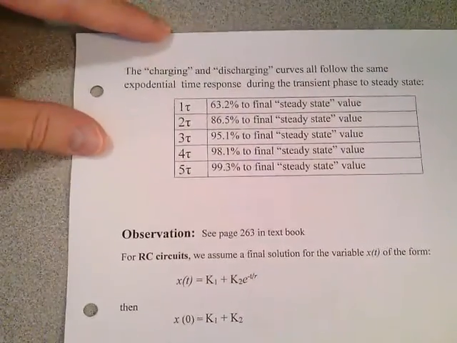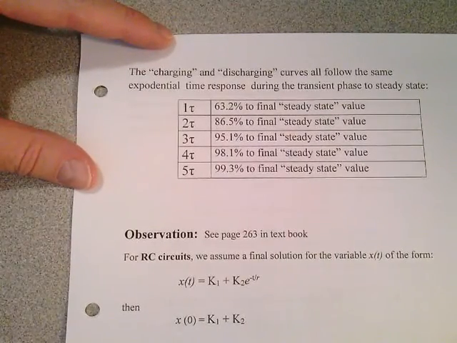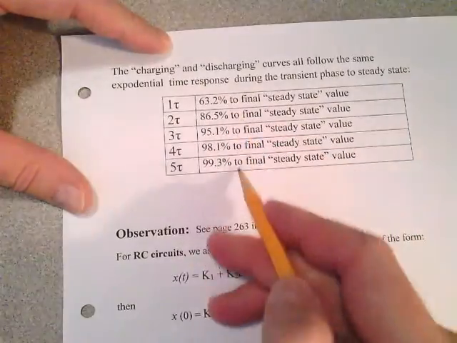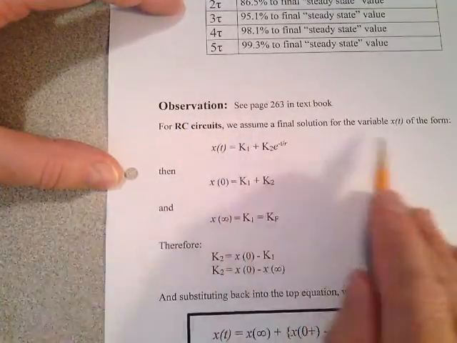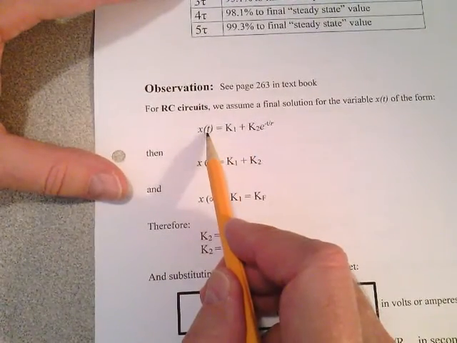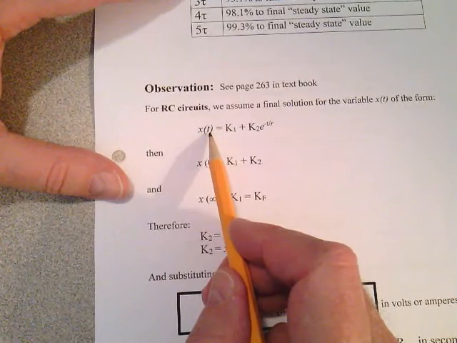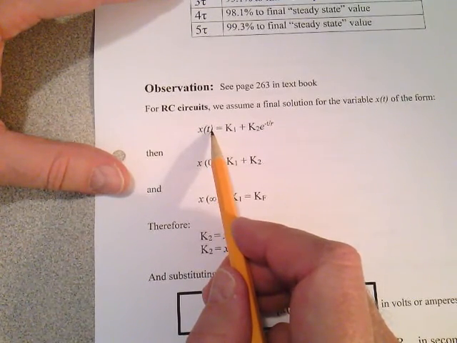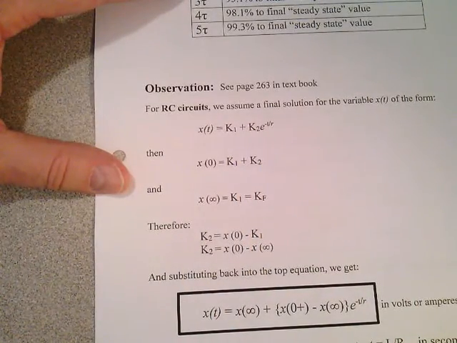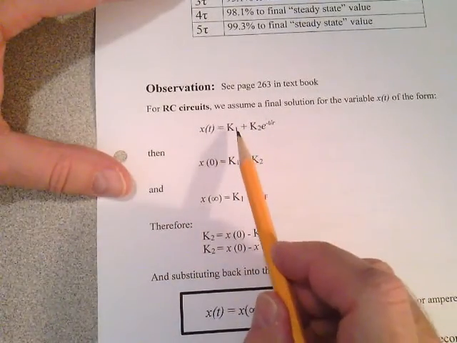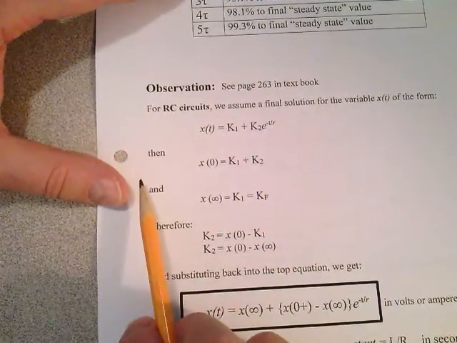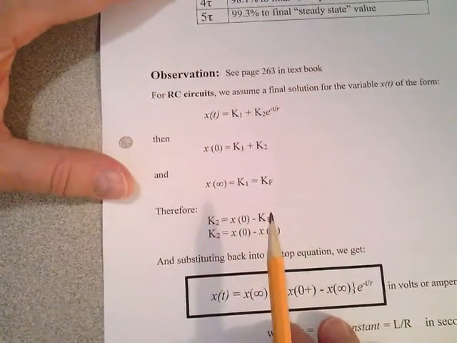The charging and discharging curves all follow the same exponential time response during the transient phase to get to steady state. We've seen this before. Here's the observation we made before. You would make the same observation. Real quick, x of t as a final solution for a first order linear differential equation. We'll get these equations coming up here, but we're going through the basics of this now. K1 plus K2e to the minus t over the time constant. That's a general form where x is voltage or current.